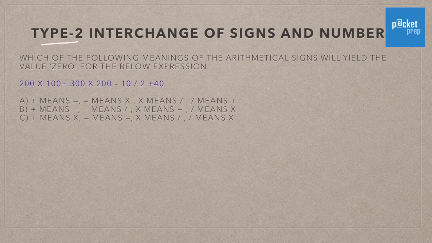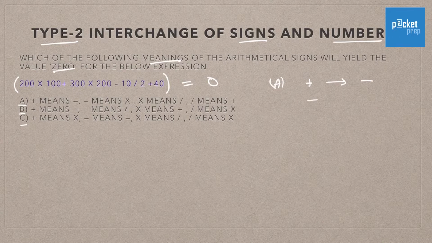Type 2. Interchange of signs and numbers. Here is a question. Which of the following meanings of the arithmetical signs will yield the value 0 for the below expression? For this expression, which of these options will give us the value as 0? Let's find out. According to option A, plus means minus, minus means multiplication, multiplication means division, division means plus.